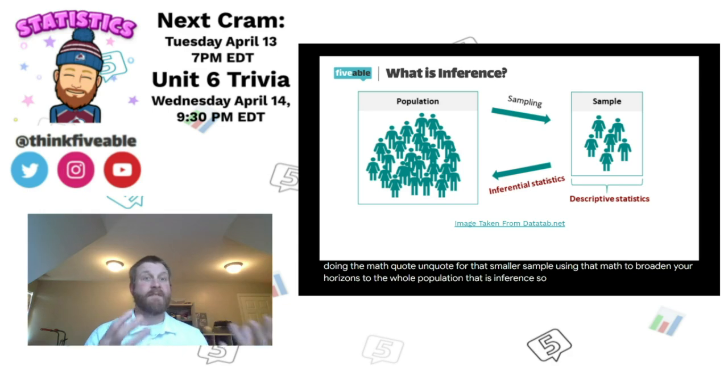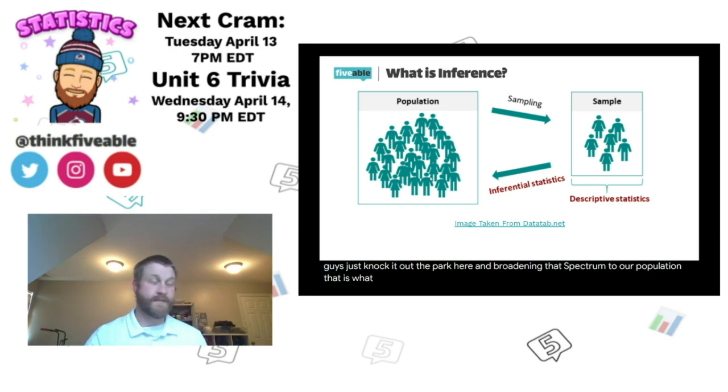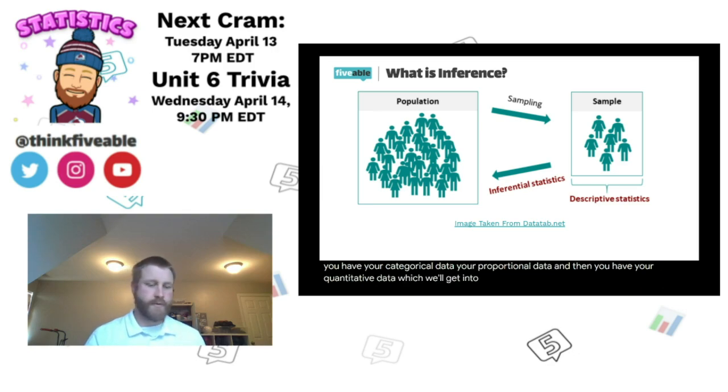So I love the looking at available data, because we typically have data available for a sample, but not for a population. So taking that available data or available information, something we have prior knowledge of, you guys just knocked it out of the park here, and broadening that spectrum to our population. That is what inference is. And of course, there's going to be two legs to that. You have your categorical data, your proportional data, and then you have your quantitative data, which we'll get into in a few weeks. And the procedures are slightly different.